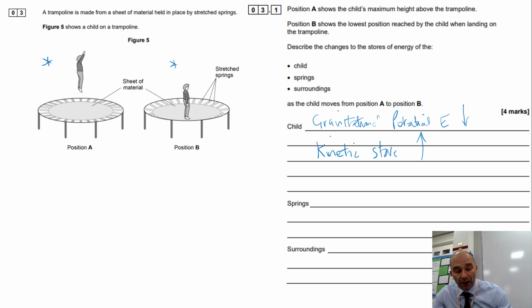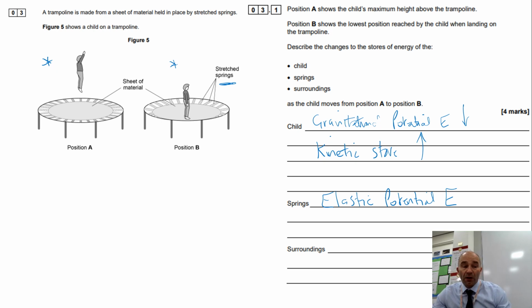Well, at position A, our springs will be unstretched, and then at position B, our springs are stretched. So that means we're looking at the elastic potential energy. The elastic potential energy has gone up because we've now got energy stored in those stretched springs. That's worth another mark.